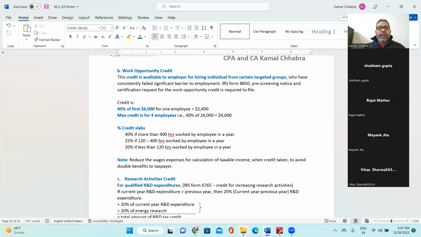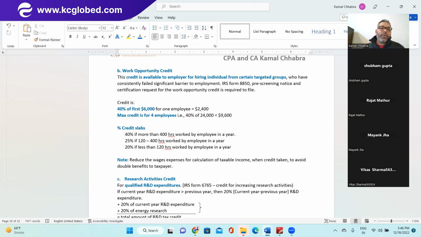For that, they need to file with the IRS Form 8850, which is the pre-screening notice and certification request for the work opportunity credit. So in the US, if you are an employer and want to take any tax credit or benefit, you first need to apply with the IRS. The government provides a certain tax credit to the employer if they hire from certain specified target groups, which are more underprivileged groups, right?